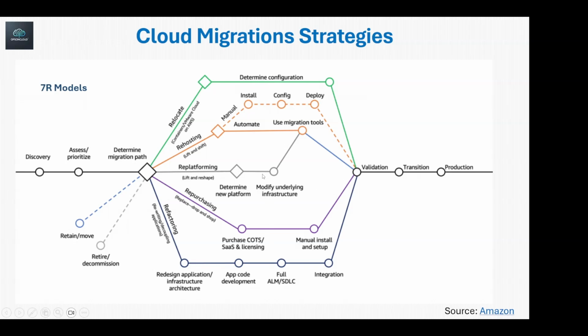So here in the cloud, you will determine a new platform. You modify the underlying infrastructure that is required for that service or a bit of an application to run. For that, you have to configure and deploy. You can use a migration tool for the remaining application. You can migrate that, and again you will validate, transition, and move to production.